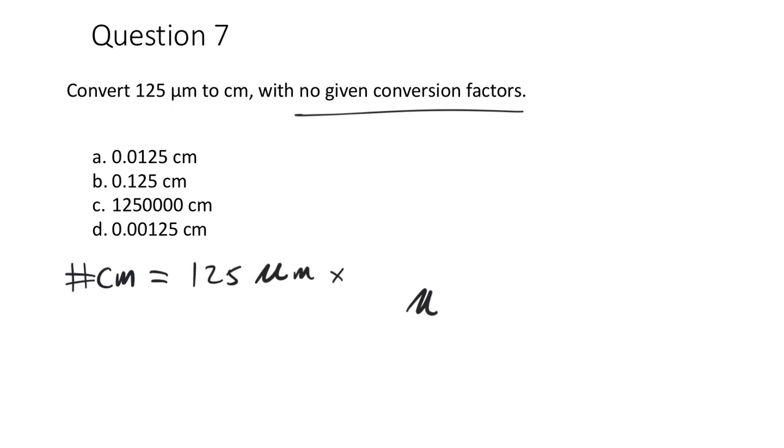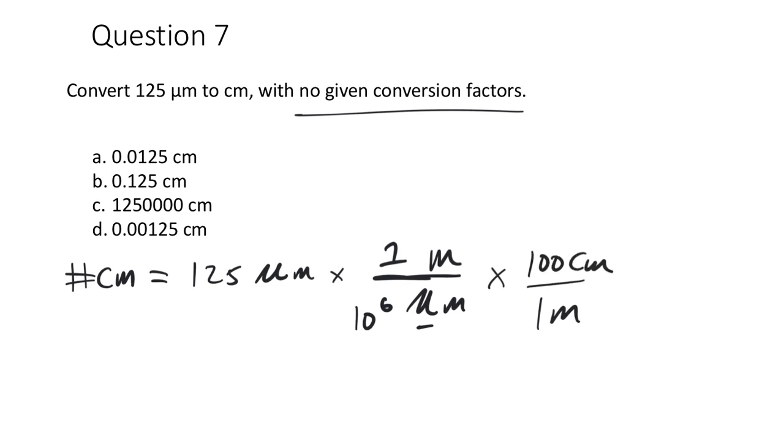I can then think, well, how does a micrometer relate to a meter? 1 meter will be a lot of the little micrometers. So it's 10 to the 6 micrometers in 1 meter. And then 1 meter is 100 centimeters. So a lot of the little centimeters in the meter. So 1.25 divided by 10 to the 6, and then times 100, I get 0.000125 centimeters.